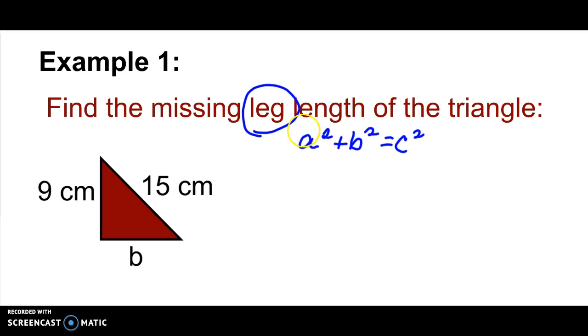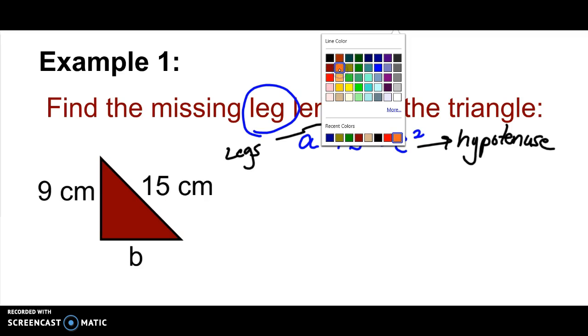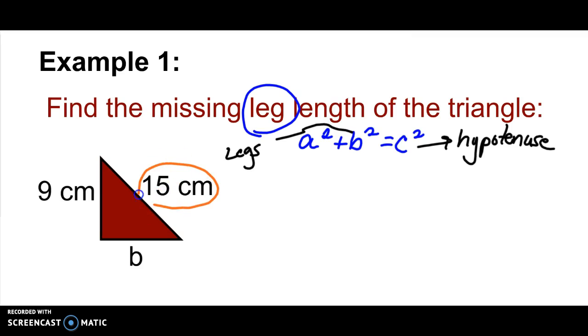Remember that a and b are my legs, and c is your hypotenuse. So I'm going to first fill in my hypotenuse, which is 15 centimeters. I always fill that in first because then I know the other numbers have to be legs, and it doesn't matter which order. So I'm going to put 9 in for a, and I'm going to leave b as b. You could have switched those if you wanted to.